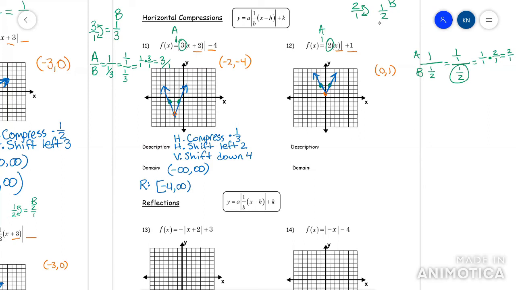So for the description, this was a horizontal compress because remember, B was 2 flipped, which ended up being 1/2. So that's a compression.